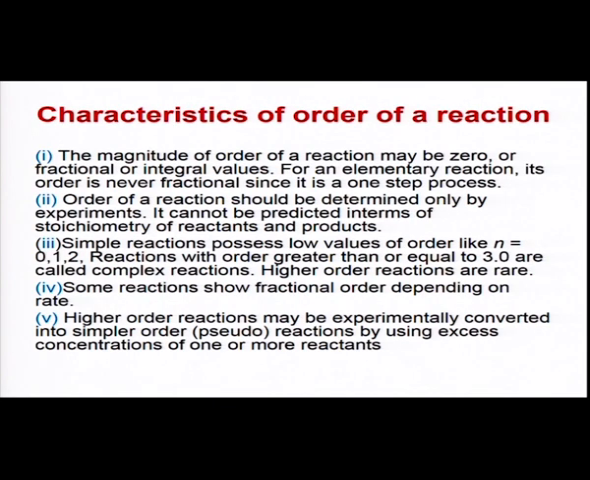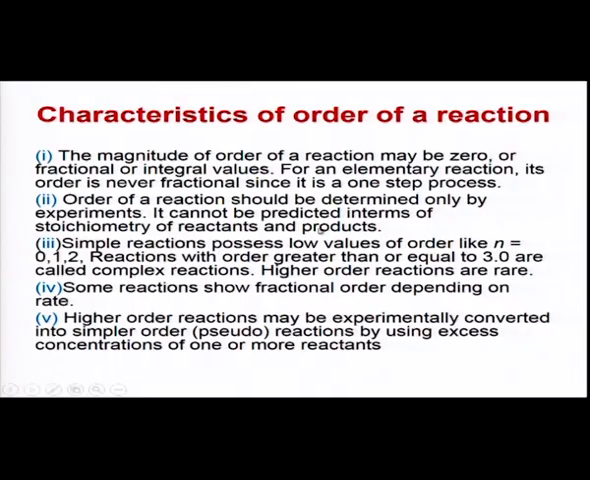And some of the characteristics of the order of a reaction are: the magnitude of the order of a reaction may be 0 or fractional values sometimes, and usually integral values. So, it can be anything; the order of the reaction is sometimes also negative, 0, fractional as well as integral, whole number values. And for an elementary reaction, its order is never fractional since it is a one step process. So, usually the order will be a whole number, and the order of a reaction should be determined only by experiment, and it cannot be predicted in terms of the stoichiometry of the reactants and products taking place in this particular chemical reaction.